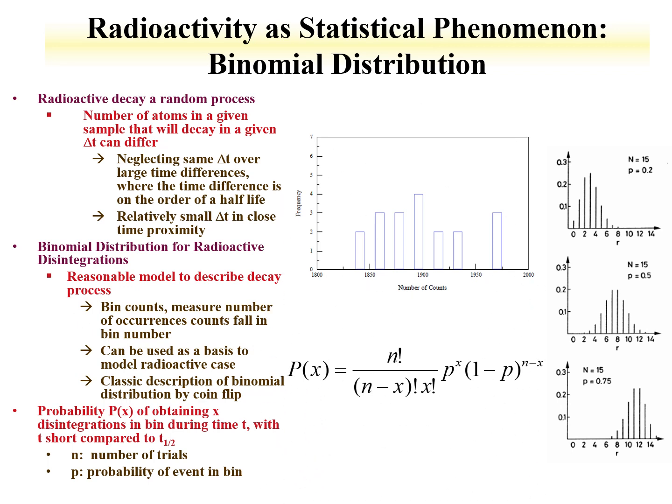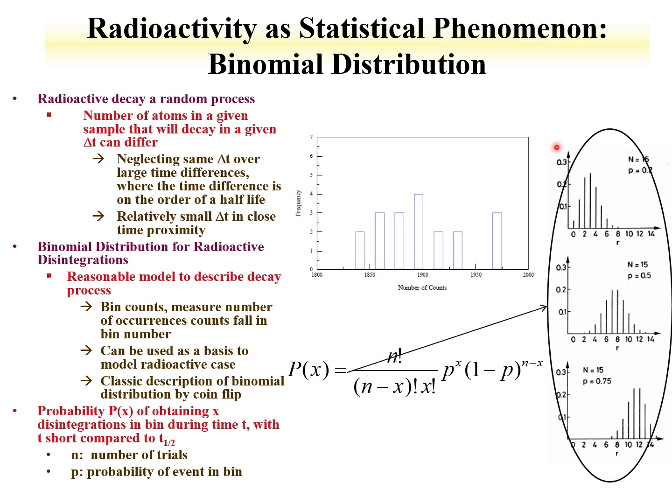The classic binomial distribution is a coin flip. This is an example of binning numbers, having them fall into certain bins. The probability of obtaining X disintegrations in a bin during a time that is short compared to the half-life is given by this equation, where we have the number of trials n, and p is the probability of an event in that bin. Relatively reasonable equation. We can use that to help us describe and explain radioactive decay. And we have some examples of different binomial distributions shown here. And these are all derived from this equation.